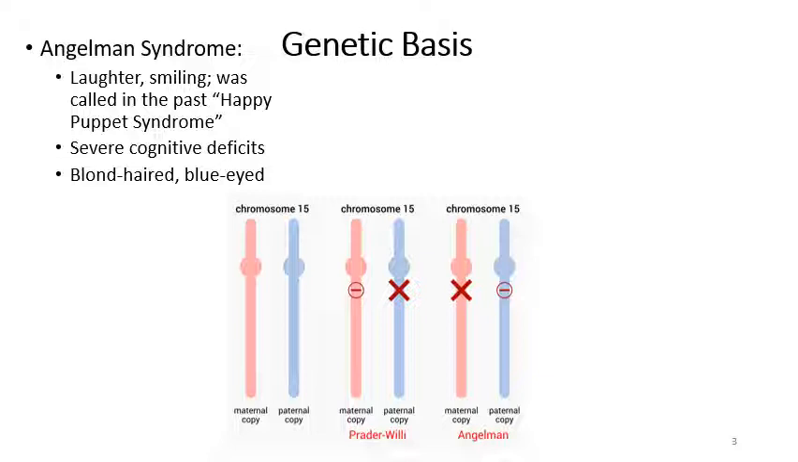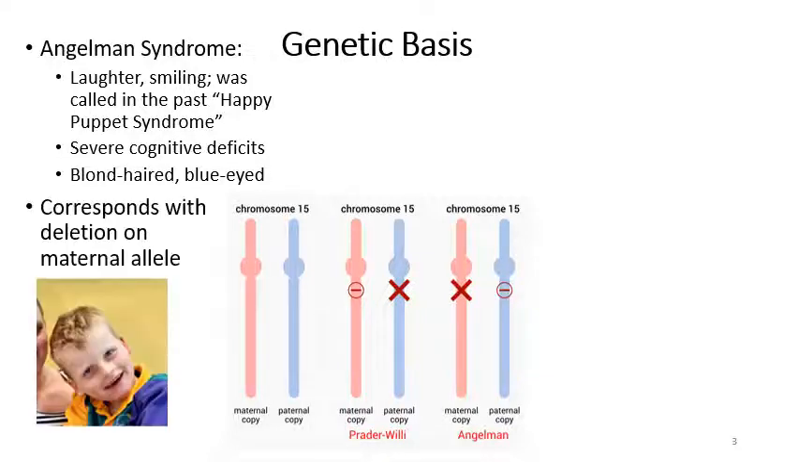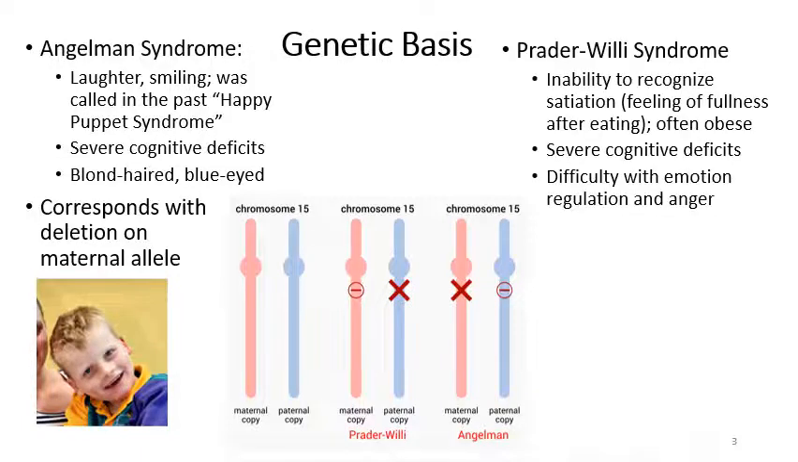I have a nephew with this condition, and he will never talk. He's in his 20s now. He'll never talk, and he'll never walk. And it also affects the production of melanin, so these children tend to be blonde-haired and blue-eyed. And that corresponds with the deletion on the maternal allele. And you can see there's a personality here.